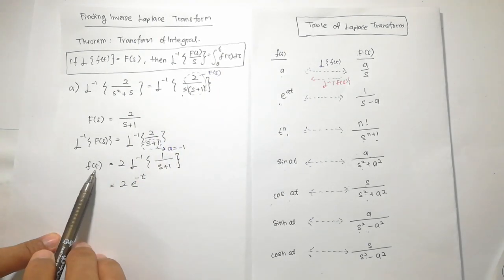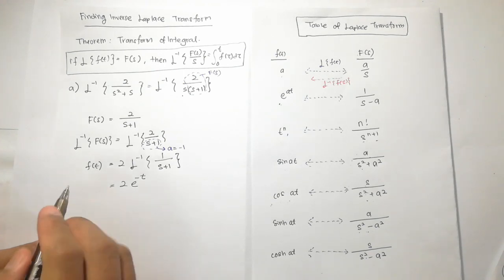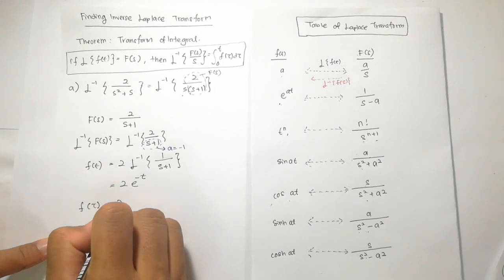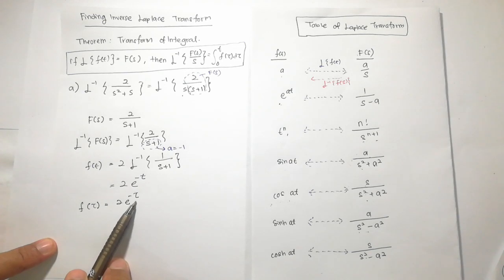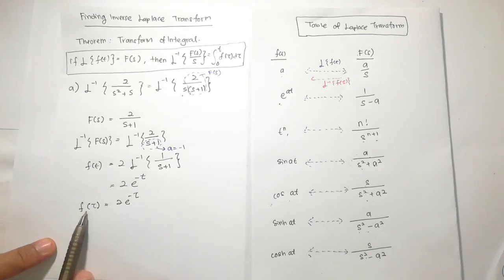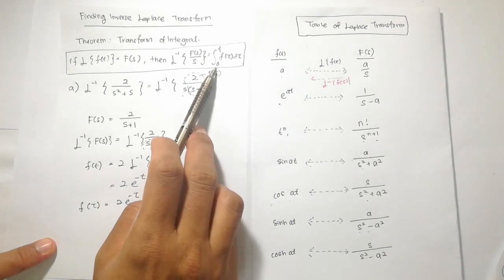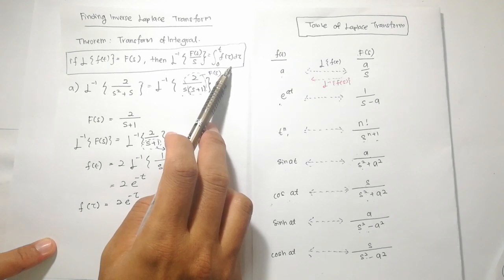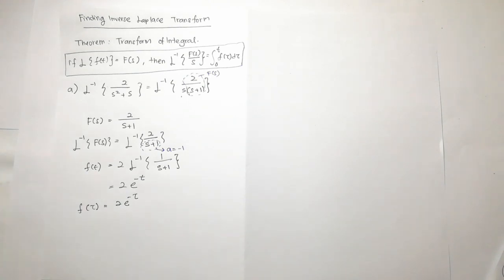We just need to replace our t with τ, and then any t in the equation we replace also with τ. So we have f(τ) is equal to 2e^(-τ). So we need to replace any t with τ. So we have f(τ), and then the inverse Laplace transform for this one will be equal to the integration of f(τ) dτ. Okay, so let's do the integration process.